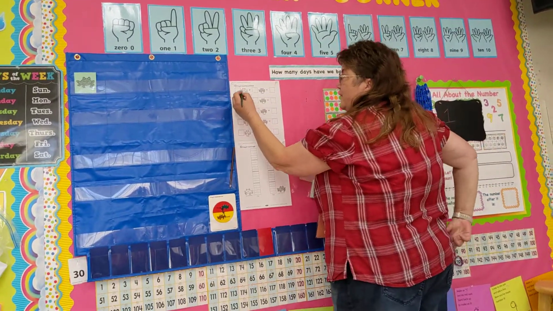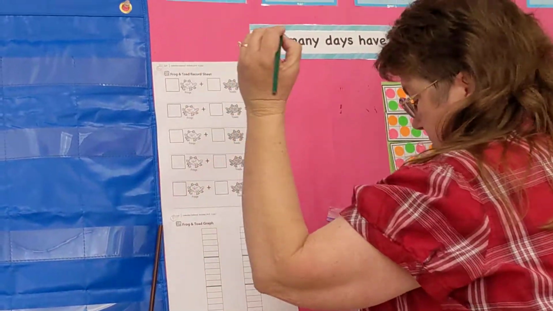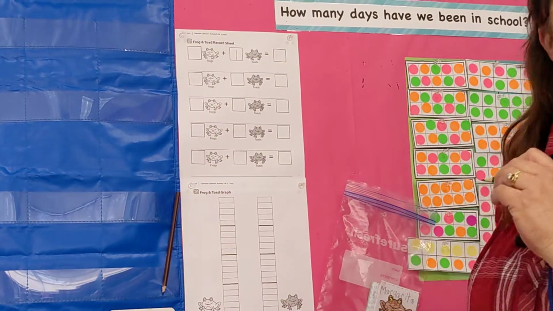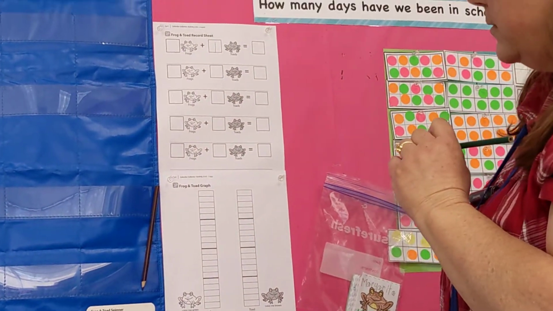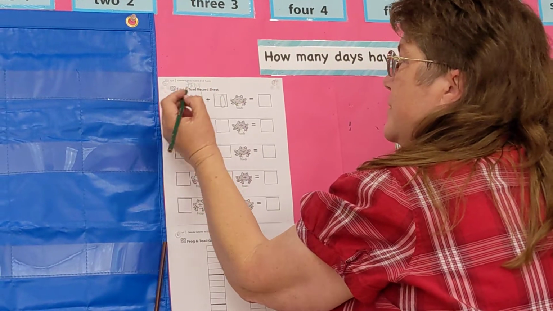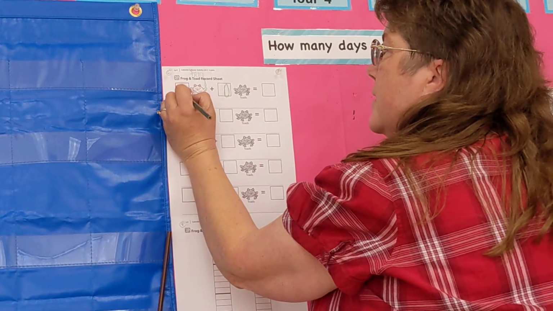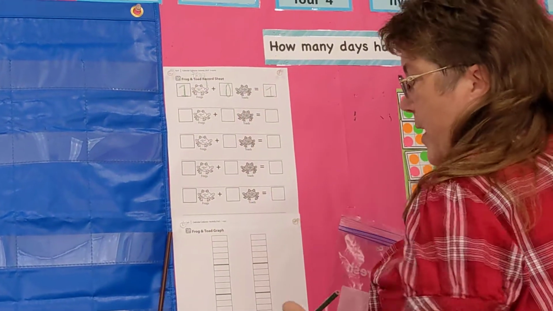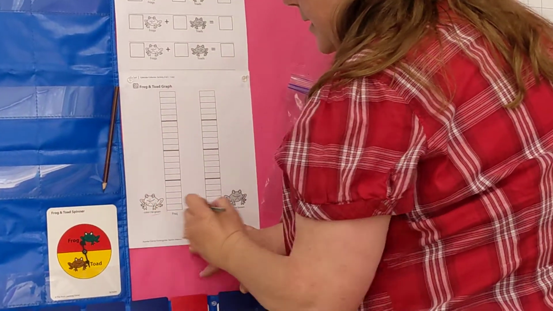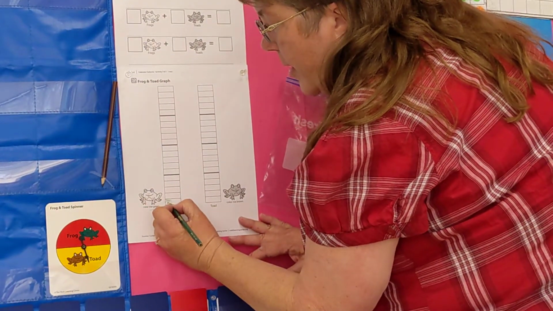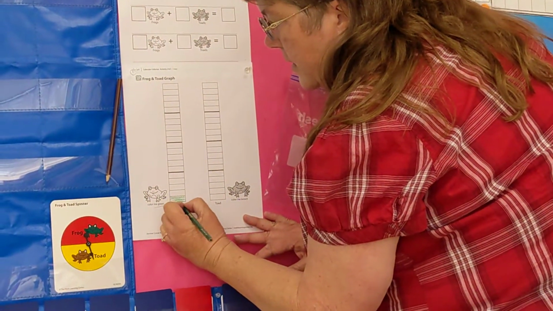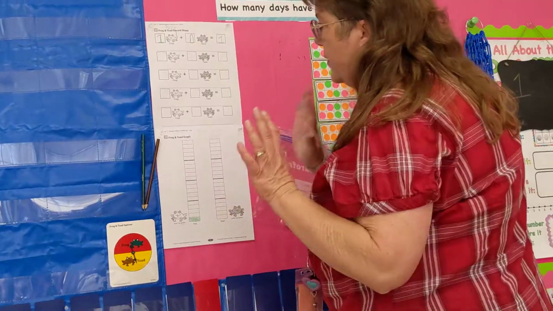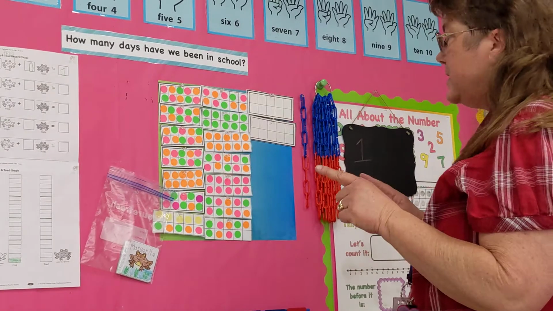So our equation the first day is 1. Did I do that right? Yes. Actually, I'm sorry, you guys. It's 0 toads, 1 frog. So our equation is 1 plus 0 equals 1. And I get to come and color in 1 bar. Okay. I think we've done everything we needed to on that.